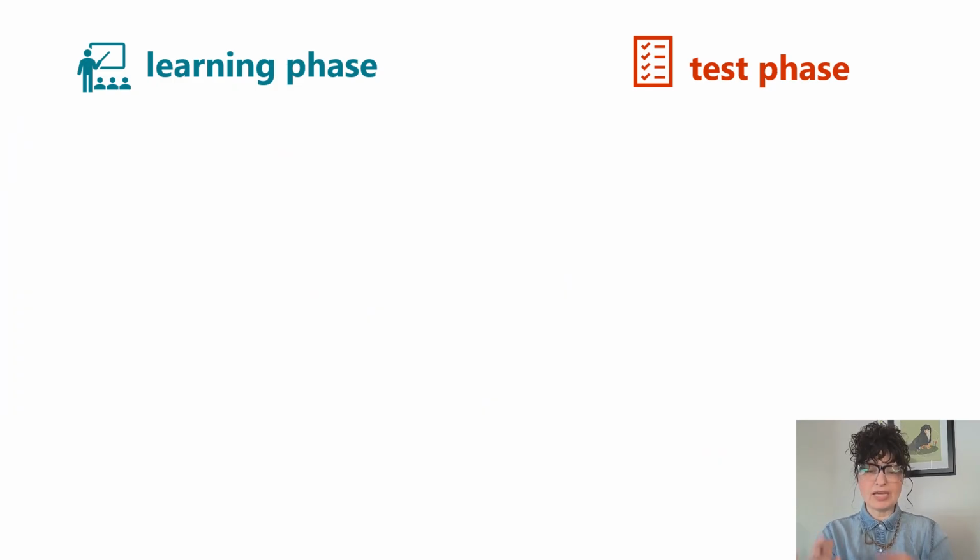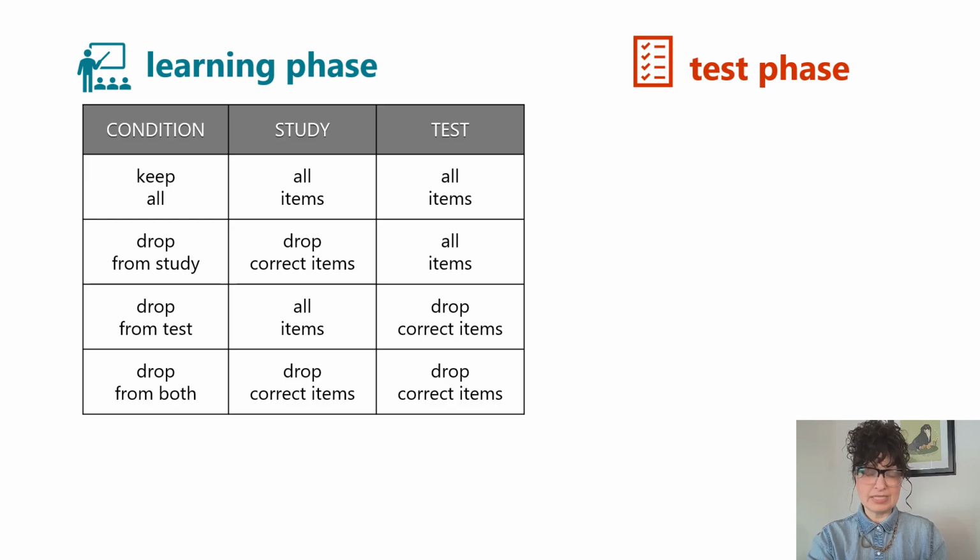So this experiment had two phases. We have the learning phase and then a week later, the test phase. So first, let me unpack the learning phase. Participants in this experiment were asked to learn 40 Swahili word pairs.